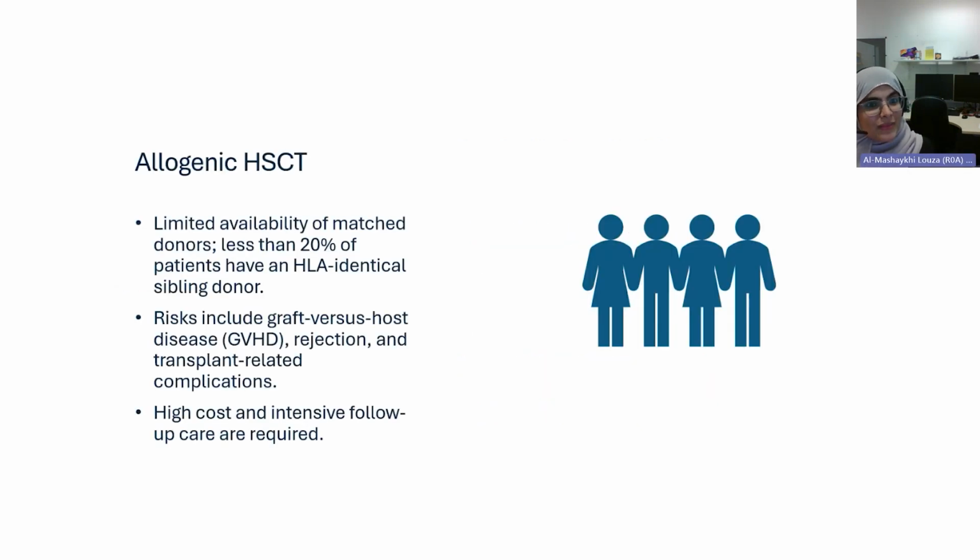So as I said, allogeneic stem cell transplant is limited in availability due to matched donors, and less than 20% of patients have an HLA-identical sibling donor. The risks include graft versus host disease, rejection, and transplant-related complications. It is highly costly and requires intensive follow-up after the transplant.